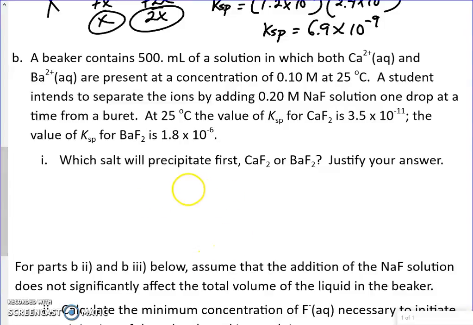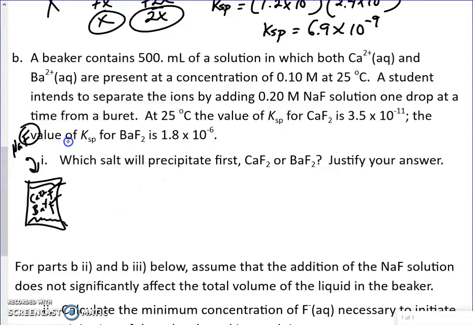So what in the world's going on here? We have a beaker with calcium ions and barium ions, and they're adding sodium fluoride, almost kind of like a titration, but not quite because we're not dealing with acids and bases. The fluorine ion is pretty well insoluble with just about everything except for group 1 and ammonium, which means when it comes in contact with the calcium or the barium, it's going to precipitate out.